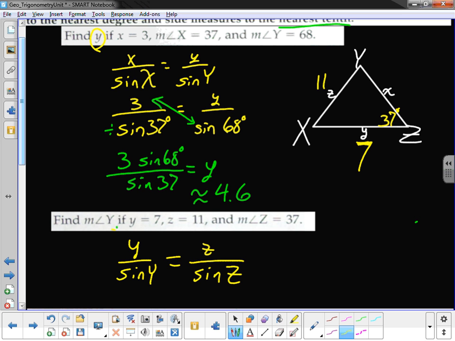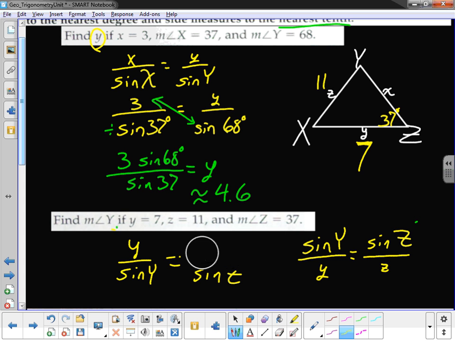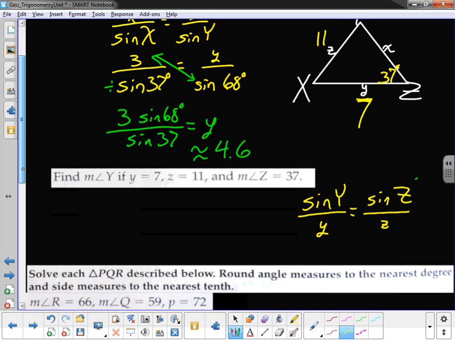Now here's a neat thing that I probably should have put in the theorem itself. I could flip these ratios over. I could say that the sine of angle y over side y is equal to the sine of angle z over side z. So it doesn't matter which way I write it. In this case, having the sine of y at the top is going to be more useful to us. So now let's plug in the numbers that we know.